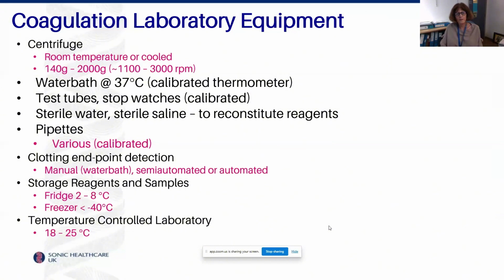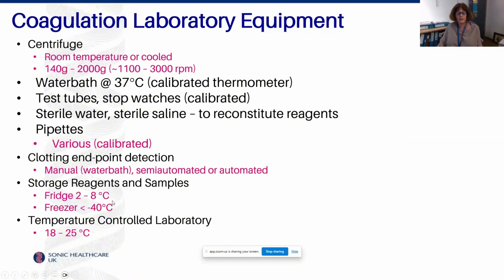So for the equipment in the lab, you need a centrifuge. Ideally, it can be room temperature or cooled. Needs to be able to do speeds up to 2000 G. We have a water bath. We're always thawing out our samples, and that should have a calibrated thermometer on it. We need test tubes, stopwatches, if we're going to use a water bath to do our tests. We need sterile water, sterile saline to make up our reagents. We need pipettes that have been calibrated. And then when we're looking for the clotting endpoint of the test, we're either going to use a manual water bath, a semi-automated analyzer or an automated analyzer.